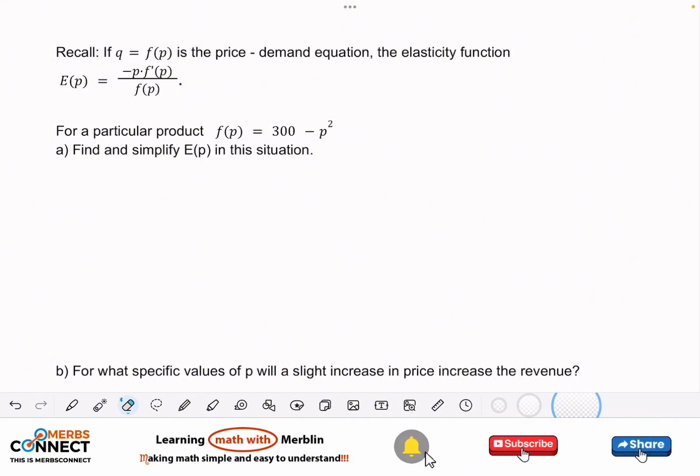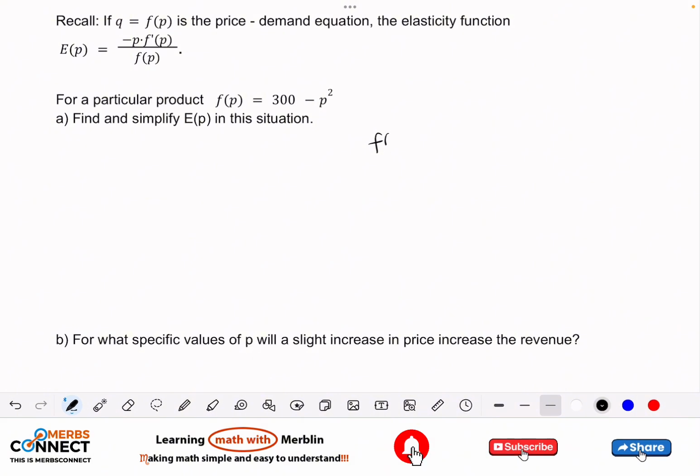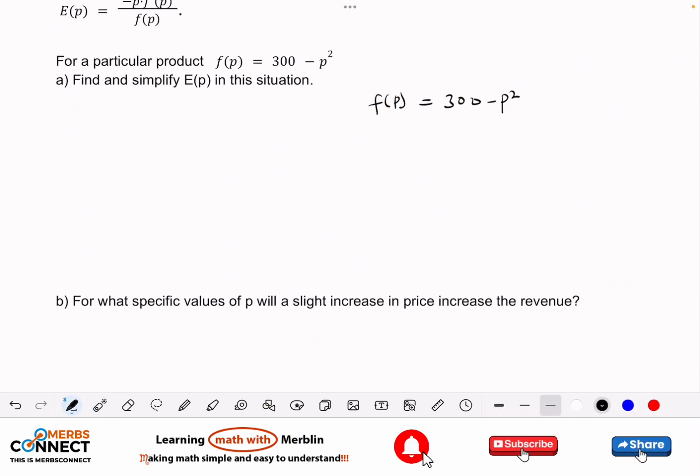So now that we have our function here, we just want to find E of P, right? So E of P is equal to this. And then we have F of P, which is here. But all we need here is F prime of P. So let's just find F prime of P. So F of P is equal to 300 minus P squared. So the function is in terms of P. So let's do the differentiation.